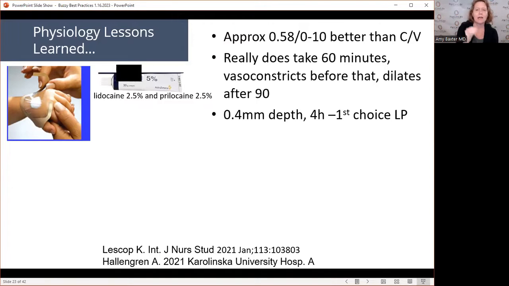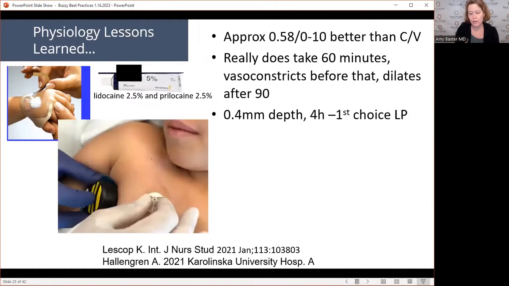When you're looking at EMLA, which is lidocaine and prilocaine, it really does take 60 minutes to work, and it will vasoconstrict if you do the IV access in less than 60 minutes. So this is going to add a lot of time. It's a great choice for an LP, but right now it's often used a lot with port access.